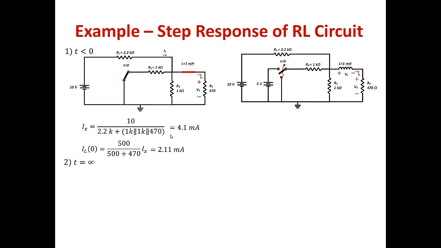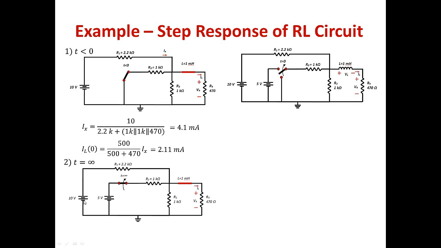Now the second step is to draw the circuit at t equal infinity. If you look at the original circuit, at t equal infinity, which is for t greater than 0, we have added the 5 volts to the circuit. And at infinity, the circuit is DC again, so this inductor becomes a short circuit as well. If we draw the circuit, this is what we have. We have the 10 volts connected to the 2.2K ohm, the 5 volts is added to the circuit, and then the inductor is a short circuit again over here.